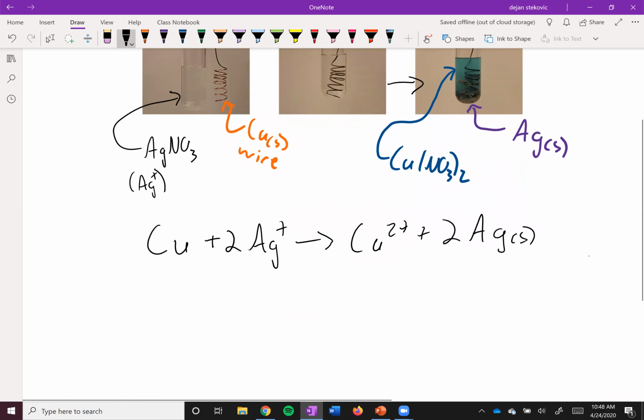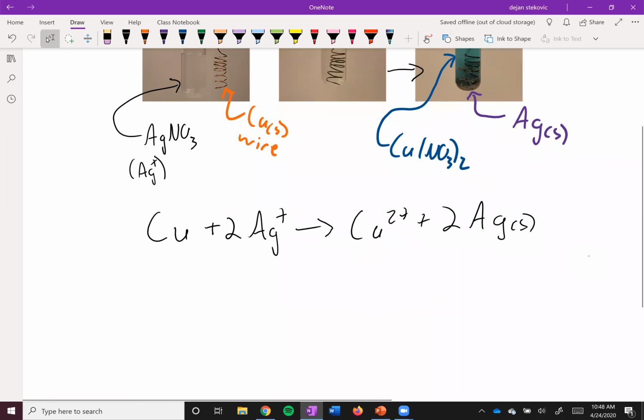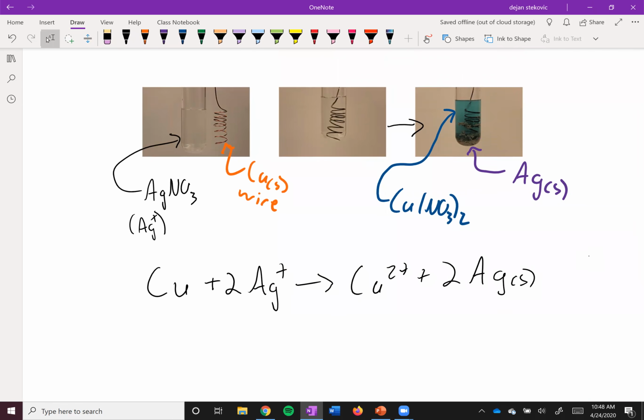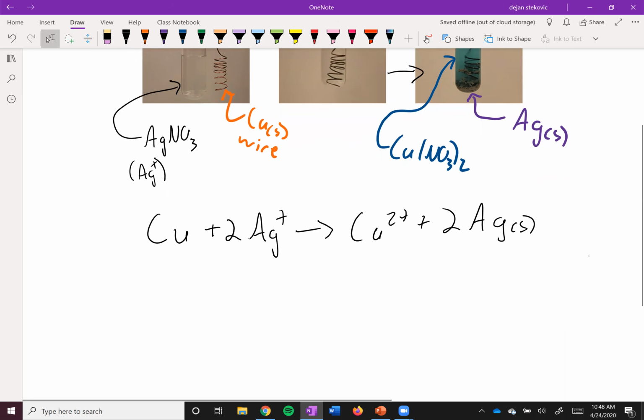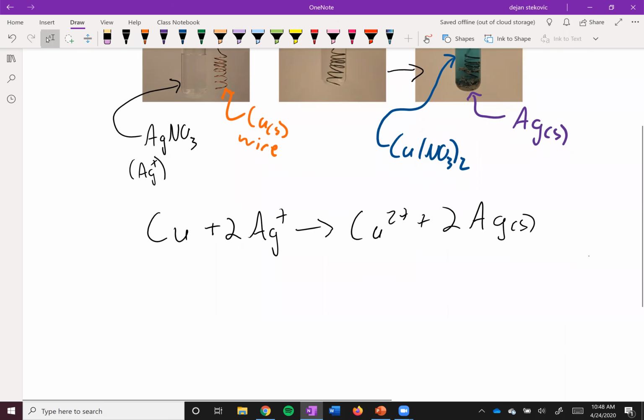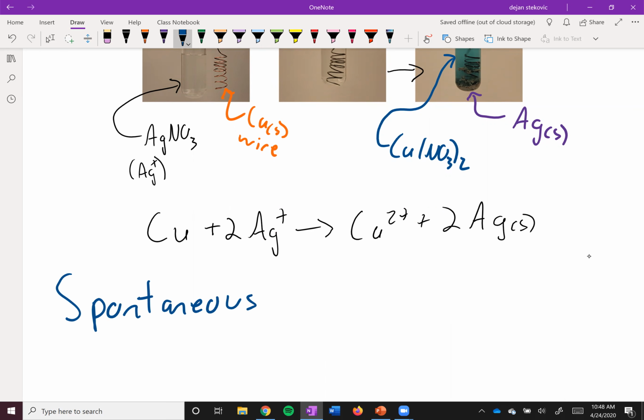So you can see there's a transfer of electrons. You can think about redox reactions, label the reductant, oxidant, whatever. But you can see in this process that as soon as you put this wire in there, the reaction starts going in the forward direction. We're forming products, and there's no outside intervention needed here. So this is a spontaneous process. We have a negative delta G, which means that we can use this to do work.